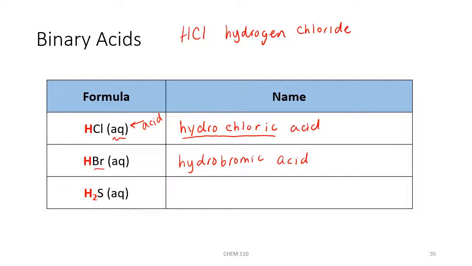H2S, so this is a binary acid made from sulfur. This would be hydrosulfuric acid. We're always following that same trend, using the prefix hydro and the suffix ic, acid. This can be true for any binary acid.